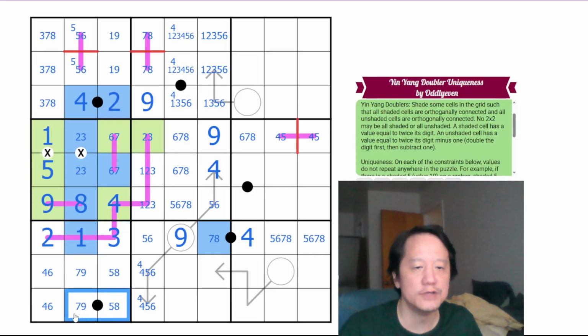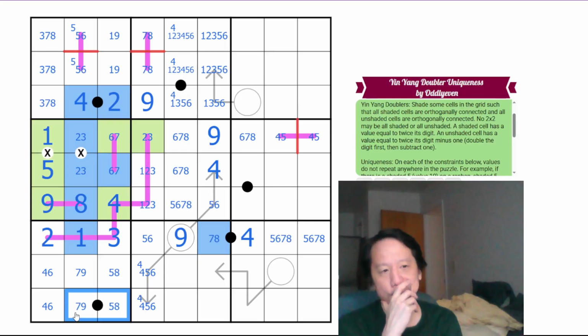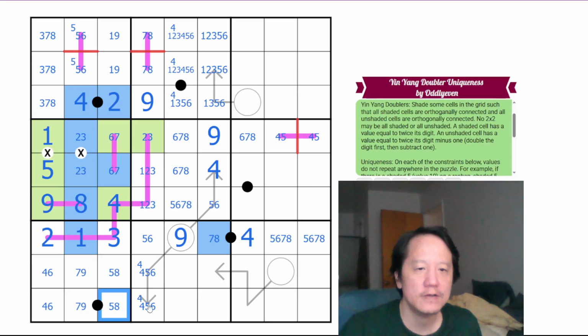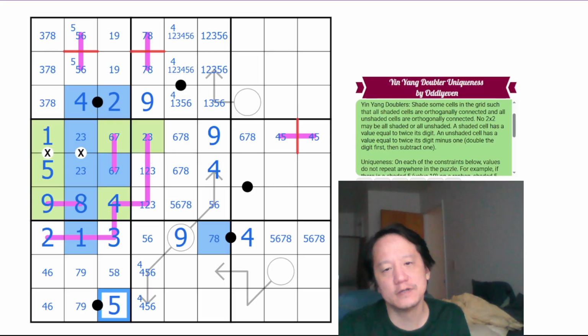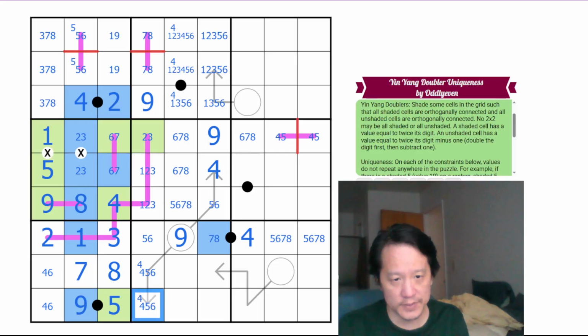Interesting. Oh, these are in a 1-to-2 ratio. It's going to have to be 5, right? 5 unshaded would give us 9. And then 9 shaded would have to be... Okay, so... Ooh. So this must be 5 unshaded. And this has to be 9 shaded. That means this is 7. This is 8. This can't be 5.